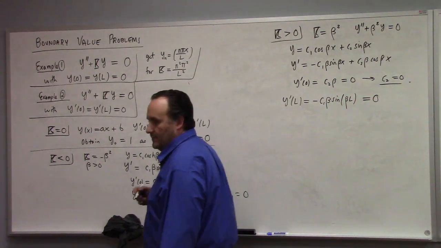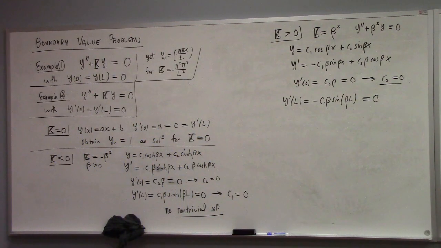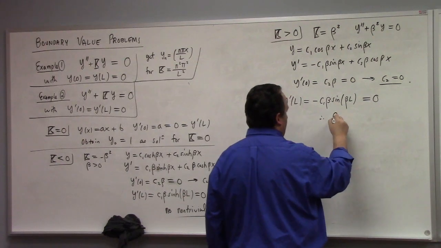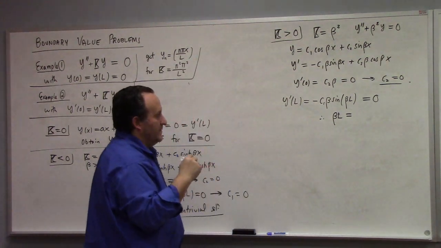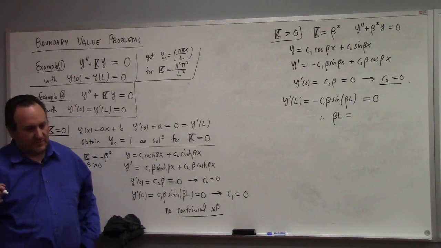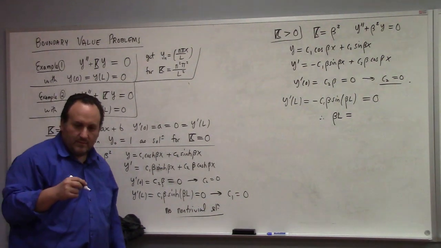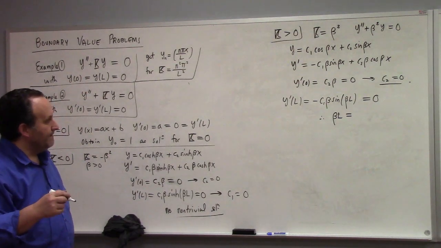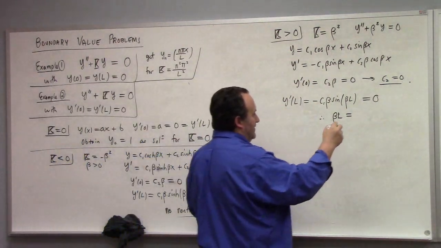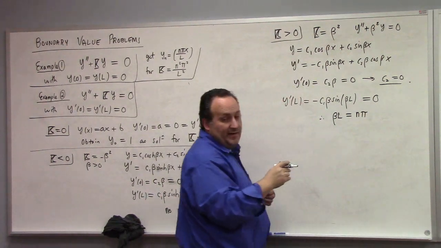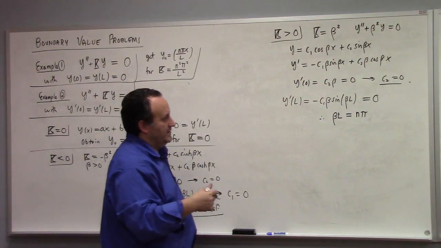Aha! This is much akin to what we were just doing on the other side of things, right? And so this tells us that beta L must be what? How can I get that to be zero? How do I get sine of something to be zero? Yeah, sine of zero or 360 or 720. n pi, right? Just any multiple of pi will do.